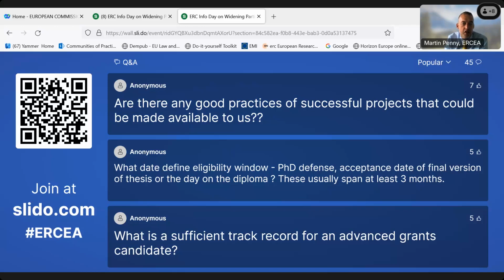So one of the questions: are there any good practices of successful projects that could be made available to us? Jana, I'll turn to you, but maybe I could just point out first that all of the projects which we fund, the details of the project and the abstract of that project are available on our website. We'll give the links to it through the Cordis website, so you can get a flavour from the abstract of the type of project and the ambition that's been put in place. Of course, the full text of proposals are not available because that would be confidential. You may, within your own host institution or with collaborators, be able to ask people to share examples. That's your networking and your ability to work with other people, but the abstracts and the details of the proposals are given on our websites.